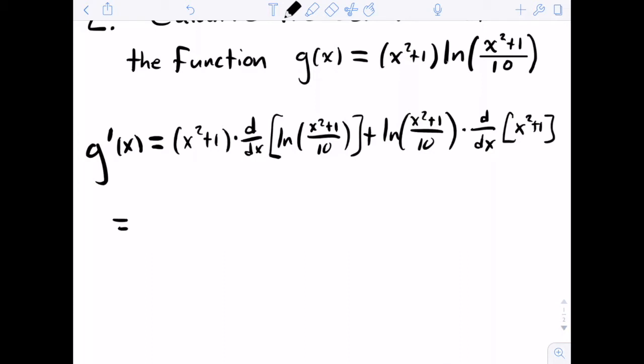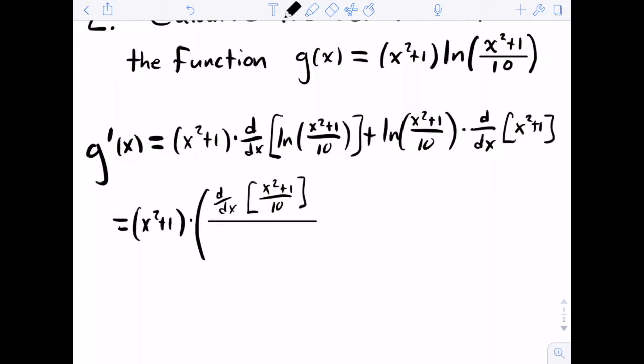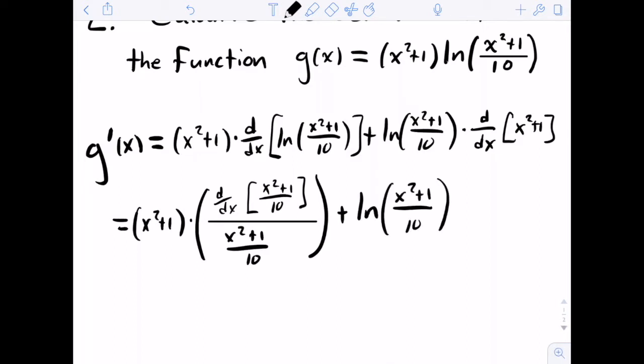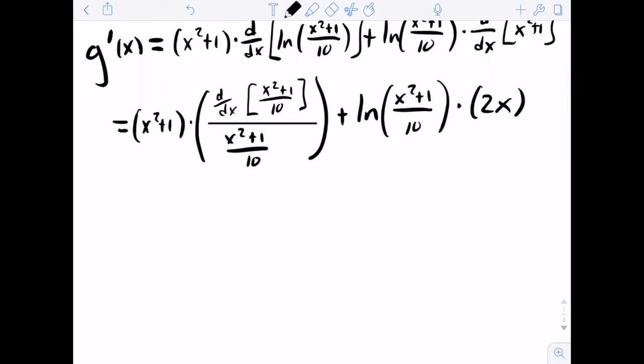So let's just take these derivatives. For the first one, we're going to have x squared plus 1. And then we also know that the derivative of ln with a function on the inside is equal to the derivative of the inside divided by just the inside function. Then we have just ln of (x squared plus 1) over 10 left over. And the derivative of x squared plus 1 is just 2x. It's just a nice polynomial.